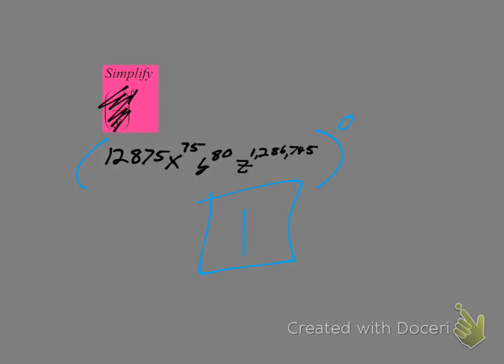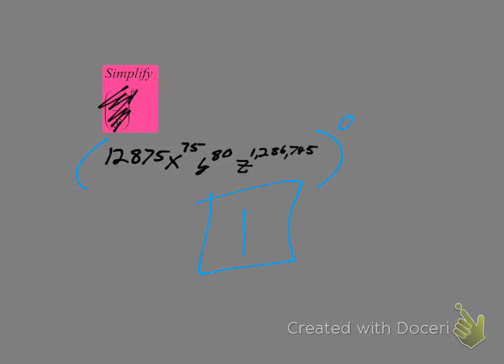So no matter how ugly I make it, and let me tell you, 12,875 times x to the 75th, y to the 80, z to the 1,286,745th is ugly. Thankfully, it's to the 0 power. Okay? That's how you'll know. I like to be obnoxious like that and see if you're paying attention. And then put something to the 0 power.